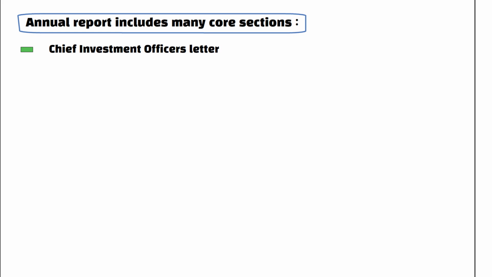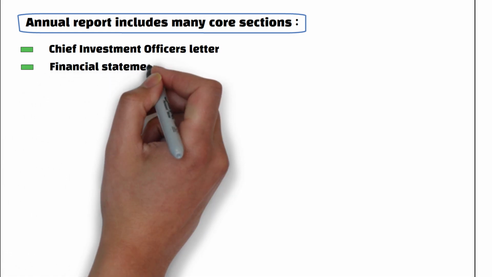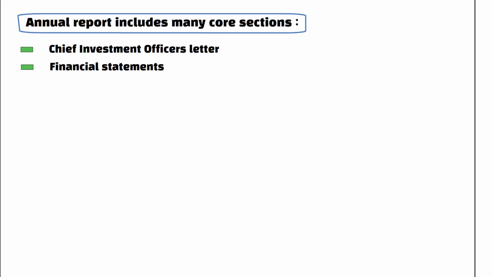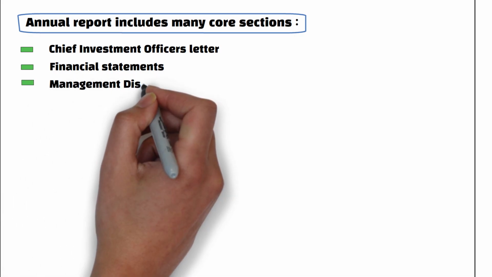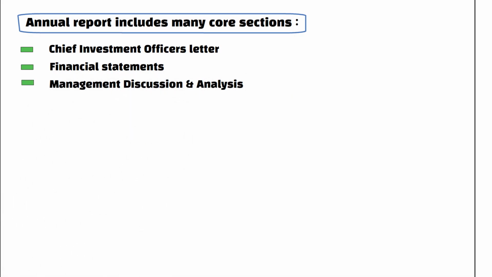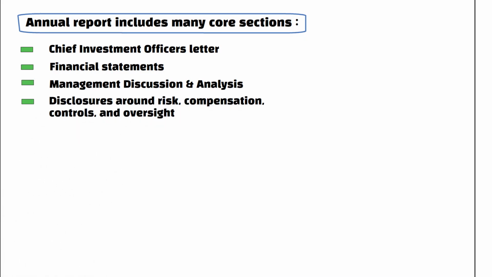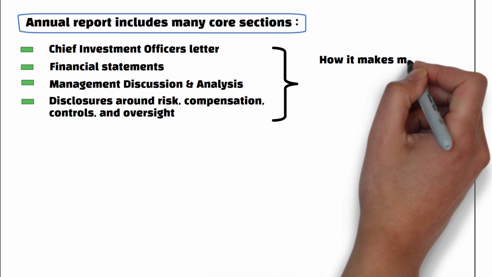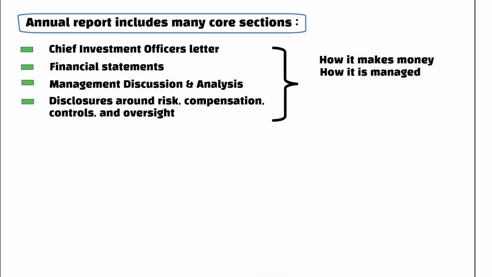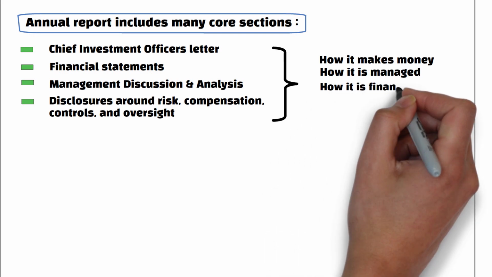Then there are financial statements, including the income statement, balance sheet, and cash flow, which provide a factual record of financial activity. Next, we have the management discussion and analysis section, which explains why those numbers look the way they do. And the disclosures around risk, compensation, controls, and oversight reveal how the company is governed. Together, these sections offer a complete view of the business: how it makes money, how it is managed, how it is financed, and how honestly leadership communicates.